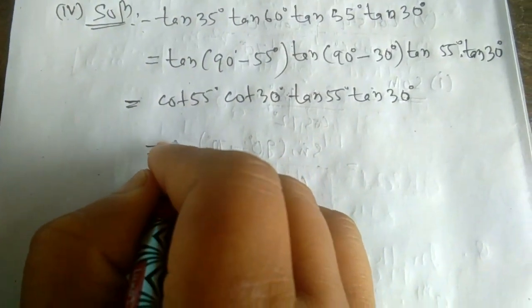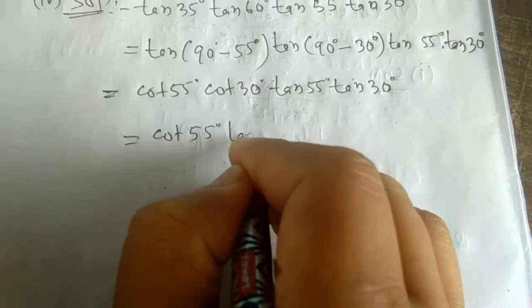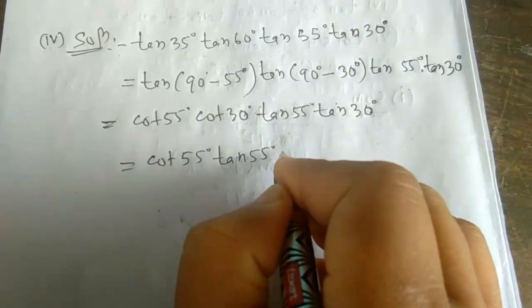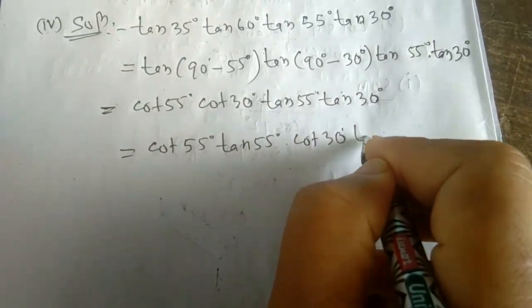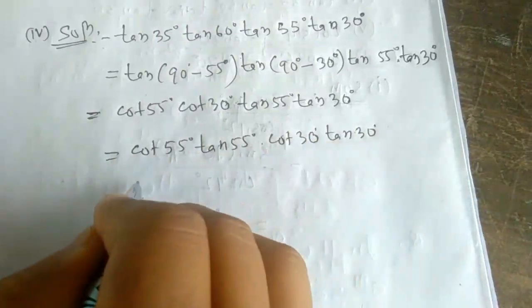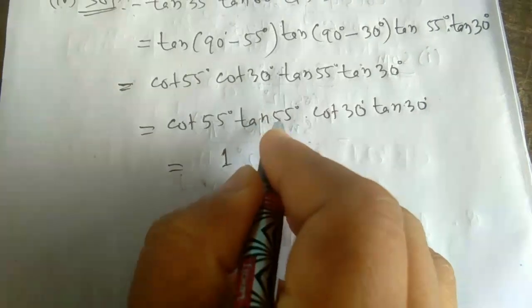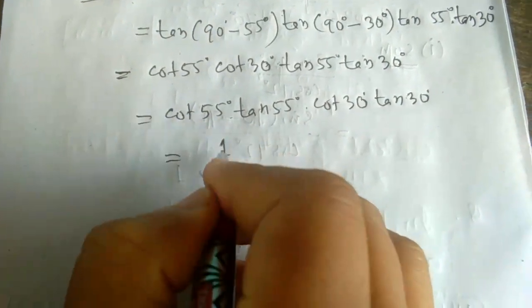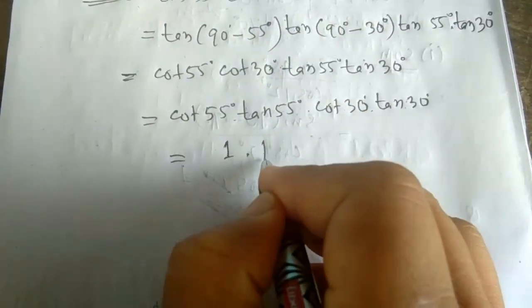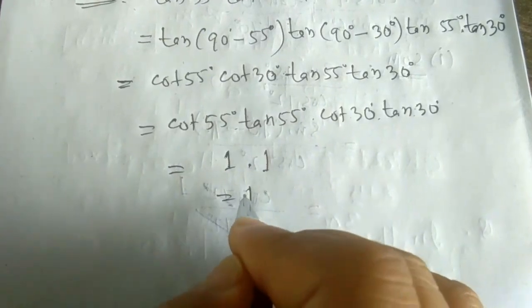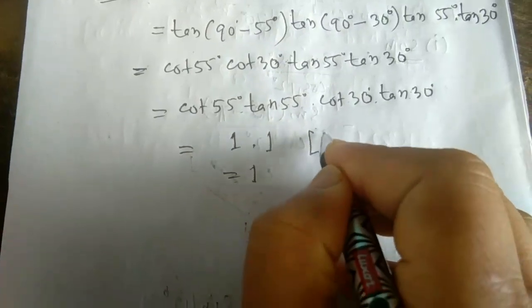Okay, arrange it: cot 55 degree into tan 55 degree into cot 30 degree into tan 30 degree. We know that tan theta into cot theta equal to 1. Theta means 55, tan theta into cot theta equal to 1. Similarly, this tan theta into cot theta equal to 1. So 1 into 1. This is the formula we applied here.